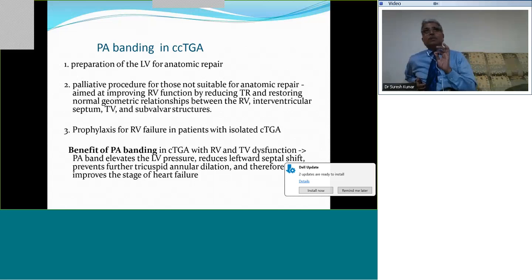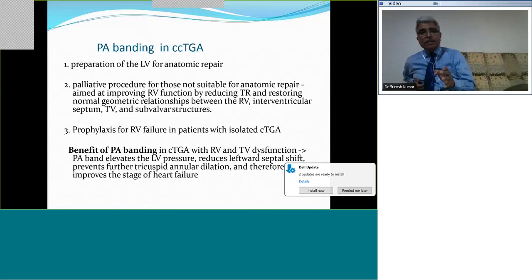This midline position of the septum is a very advantageous thing for the CCTGA baby. It reduces the left AV valve regurgitation by itself. So if you are not doing anything else, if you just do a PA band, then also the left AV valve regurgitation tends to come down. There is an argument that every newborn could be given a little loose PA band so that the left ventricle will remain trained. This does not have universal takers.